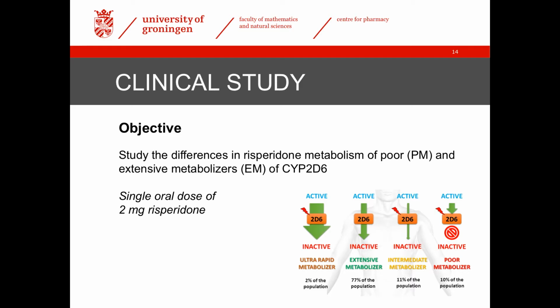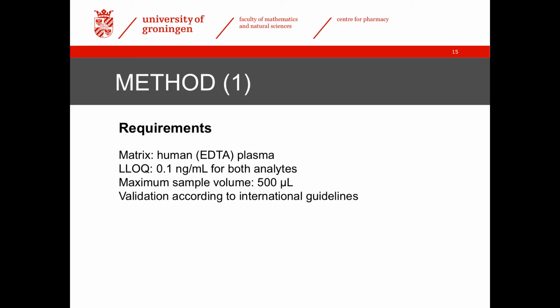We had to determine the concentrations of risperidone and 9-hydroxyrisperidone in plasma of extensive and poor CYP2D6 metabolizers after a single oral dose of 2 mg of the drug. Requirements were that we had to use no more than 500 microliters of human EDTA plasma per analysis, that we had to go down to 0.1 nanogram per ml for both analytes, and of course that the method had to be validated according to international scientific guidelines.